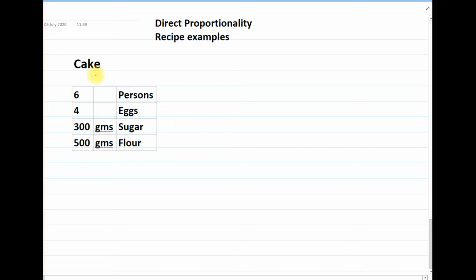Here we're given, by the way, I must tell you, I know nothing about how to bake a cake. So whether these numbers I've put down are realistic or not, I haven't got a clue, but it doesn't take away anything from the mathematics. Supposing we have a recipe for a cake that uses 4 eggs, 300 grams of sugar, and 500 grams of flour, and this can feed 6 people. How much of each ingredient do we need if we want to bake a cake for 9 people?